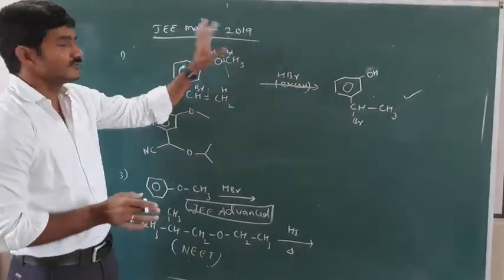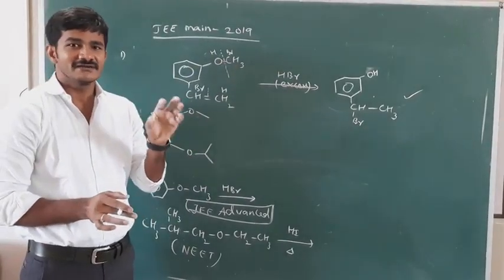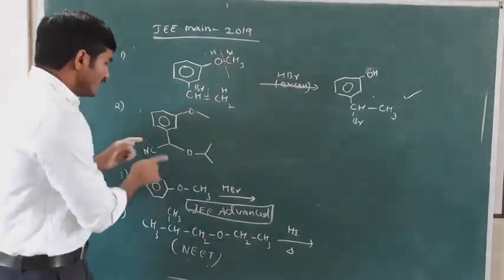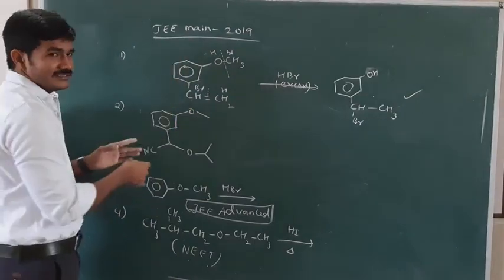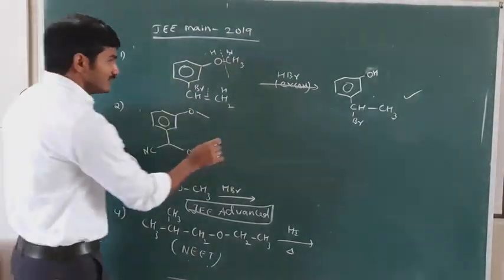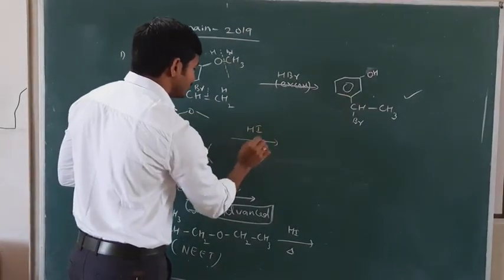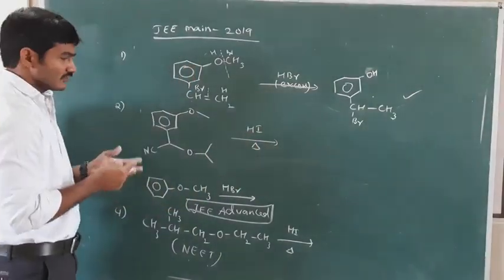This is also JEE Main 2019. So we have to understand the breaking of C-O bond in unsymmetric ether so that we can write the product. Understand it. This is also the same, JEE Main 2019 April. In the April examination they asked with HI. So now tell the product.